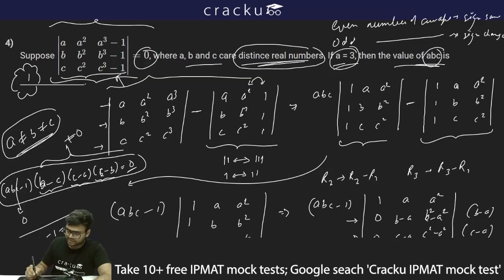The value of a is equal to 3 is just given. It is not useful, and it is not required. They just give it to trick you. So the value of abc is 1.